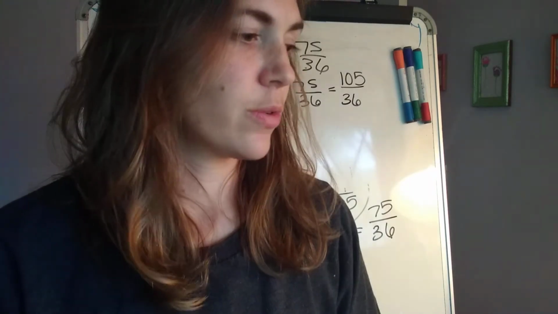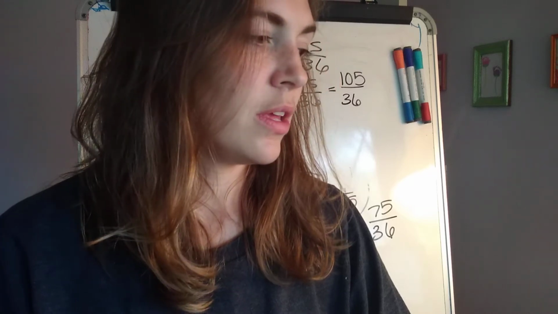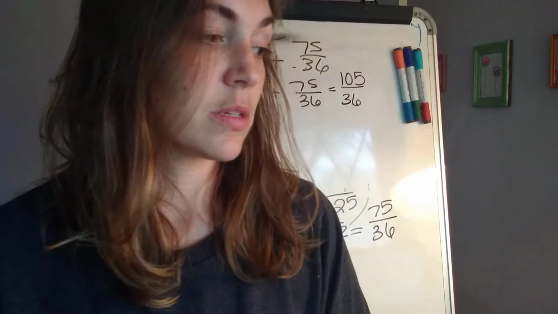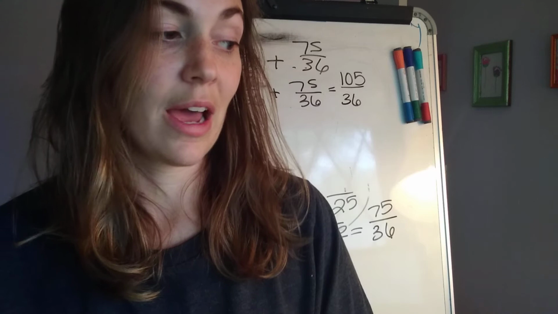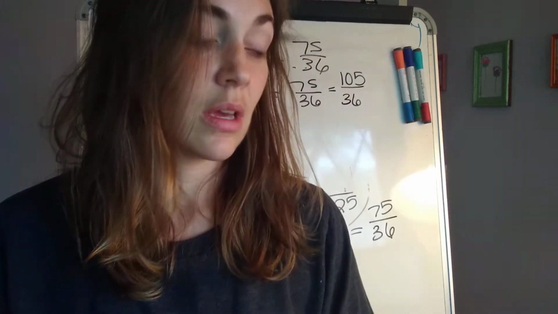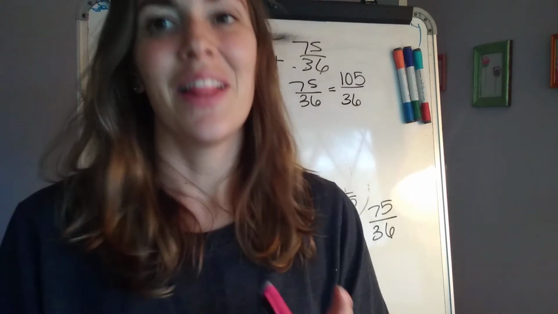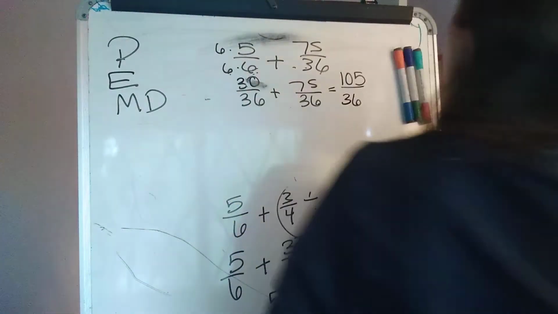So that was the first question. I'm only going to do one more of these. I'm going to do the last one: 5/6 minus 1/3 squared times 1/2. Because that one has parentheses and an exponent and multiplication and subtraction. So let's do that one.